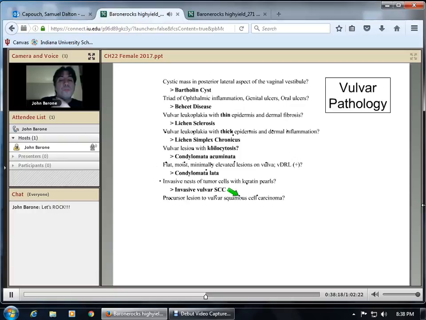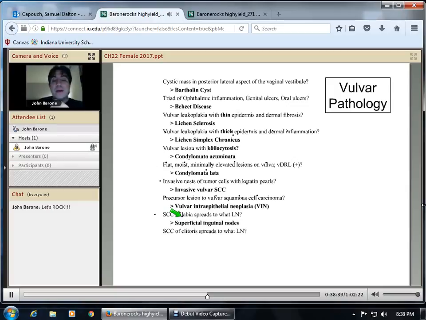All right, what's the precursor lesion for vulvar squamous cell carcinoma? Well, dysplasia, but they gave it a fancy name. They call it vulvar intraepithelial neoplasia, VIN. It's really dysplasia though, misnamed it. Okay, squamous cell of the labia, where's it going to spread? Well, that's going to go to superficial inguinal nodes. Now, if it's in the clitoral region, it's going to go to deep. Think about deep inguinal nodes. So always inguinal, but it's superficial versus deep.